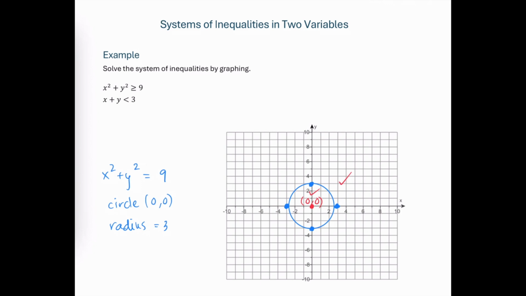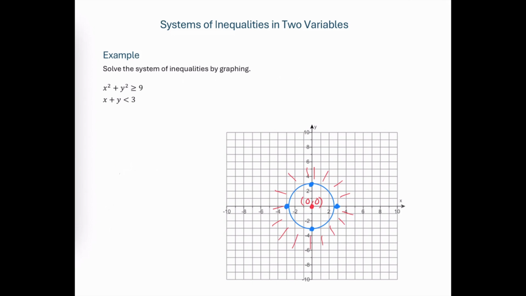or outside the circle. So we plug 0, 0 back into this inequality, and we get 0 squared for x, 0 squared for y, greater than or equal to 9. And this is not true because 0 is not greater than or equal to 9. And so the region that solves this first inequality is going to be the one that is outside the circle, the region that does not include our test point.